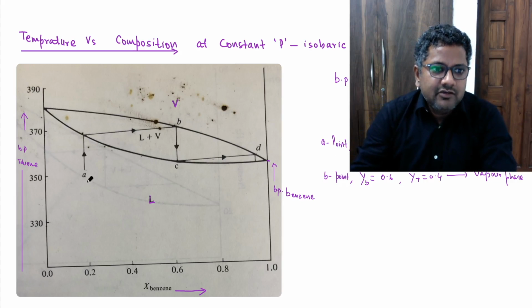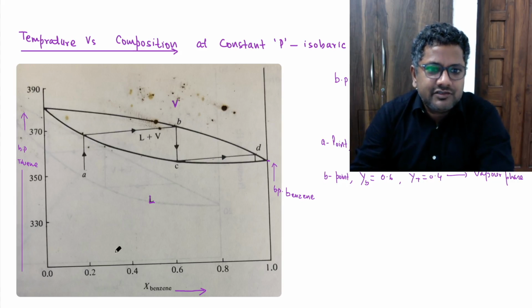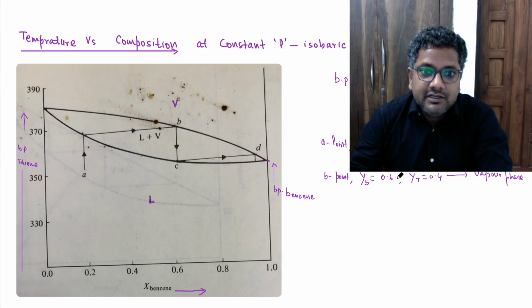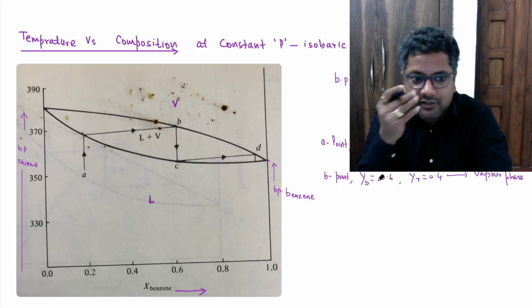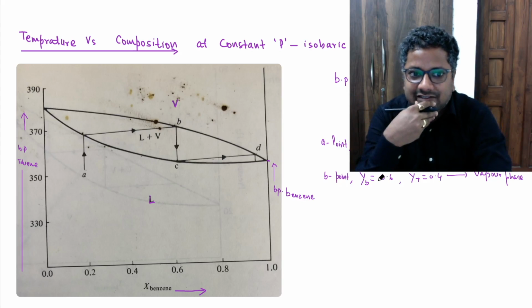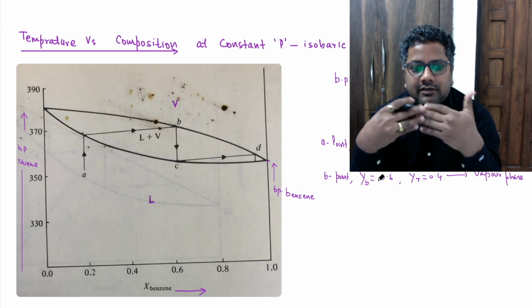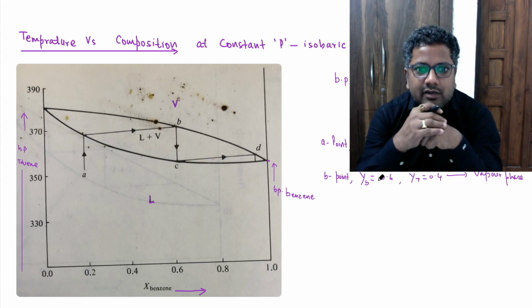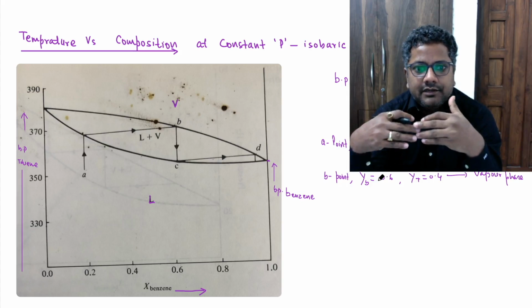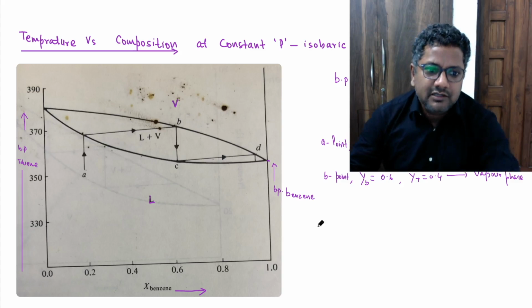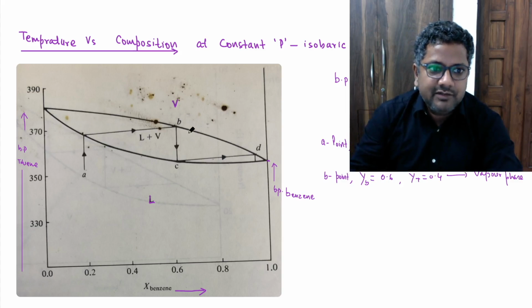So these two are the corresponding points. Means when liquid is richer with respect to toluene, benzene is less in the liquid phase, but in the vapor phase your benzene is more. So what I told you in the beginning of this lecture, that vapor is always richer with respect to the more volatile component. Here benzene is more volatile, so vapor is always richer with respect to the more volatile component. So B point is this.